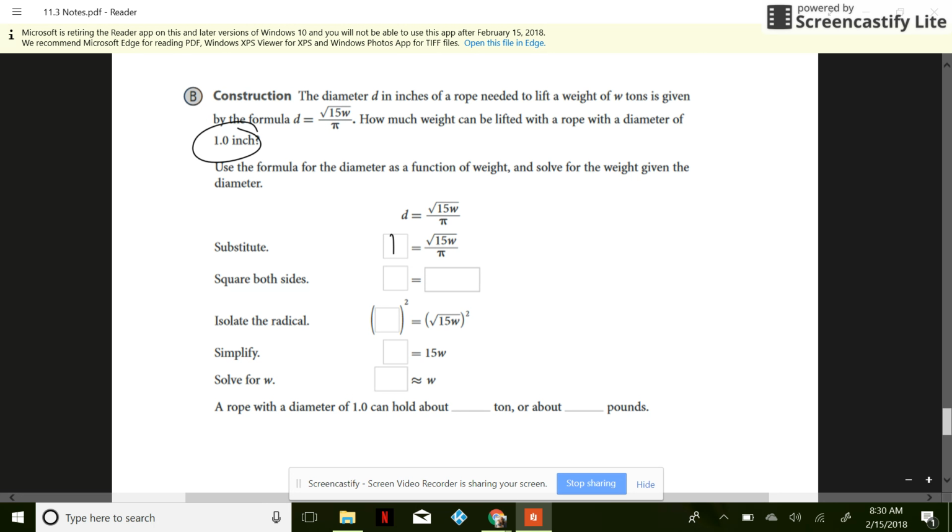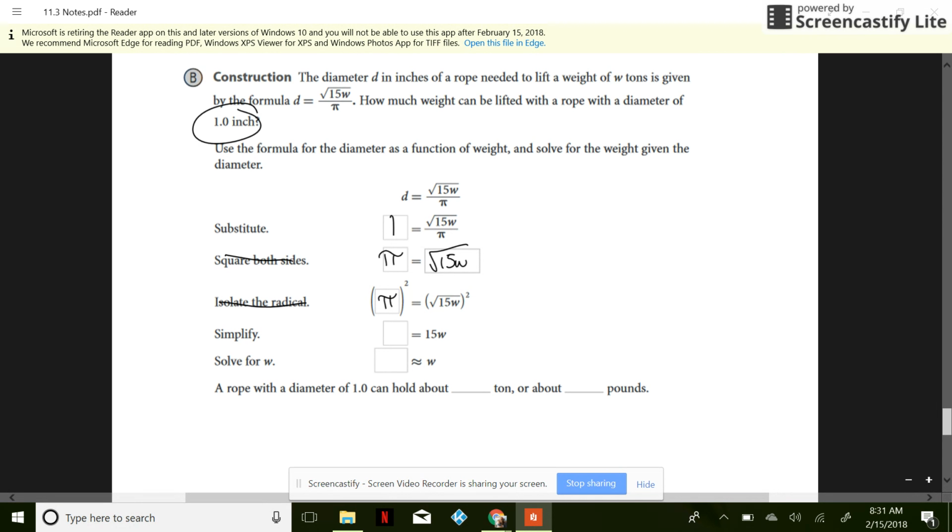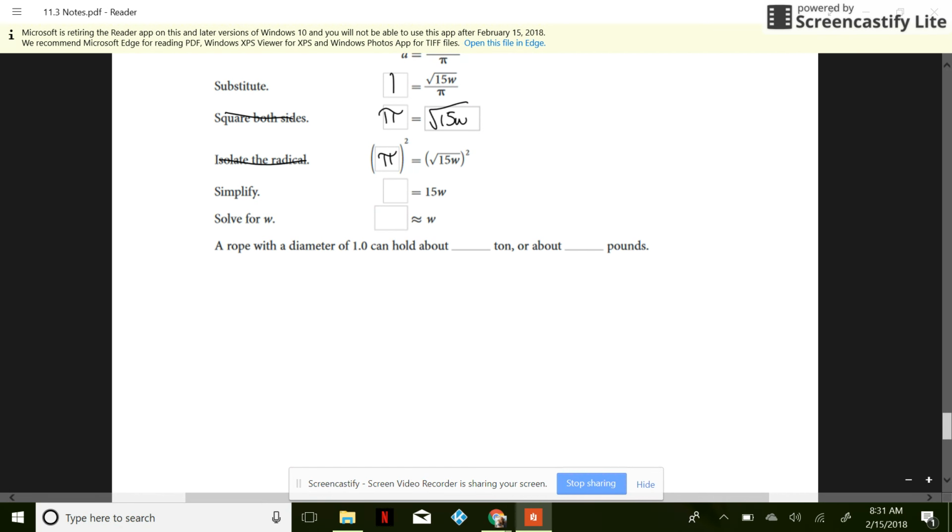So we need to isolate the square root. They've got our instructions backwards here. We need to isolate the radical, isolate the square root. So we'll have to multiply both sides by pi. Well, 1 times pi is still pi. And then we've got the square root of 15w here on the left. So now we can square both sides. So pi squared is equal to the square root of 15w squared. And so pi squared will just be equal to 15w.